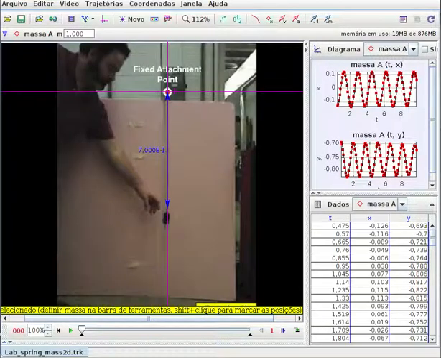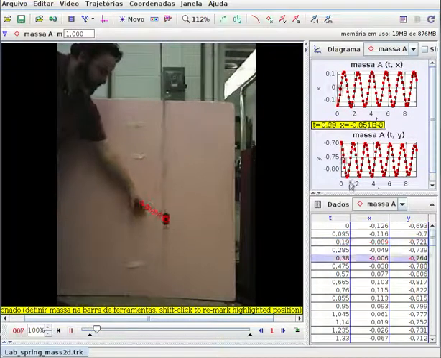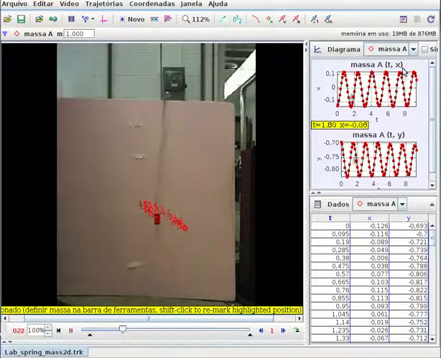Using the software Tracker, we set up the calibration length and also the reference axis. The movement of the system was manually tracked frame by frame. The X and Y positions were collected in a CSV file. Here we have the tracking of the movement, the X and Y axis.